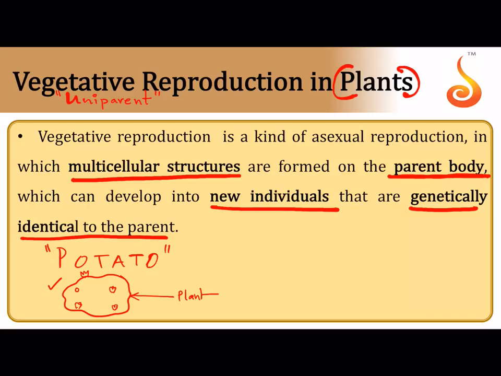and it is a multicellular structure. And now what is it giving rise to? New buds are forming, which are nothing but new individuals. And if you plant this potato, you will get a potato plant. So this is called vegetative reproduction. Okay?